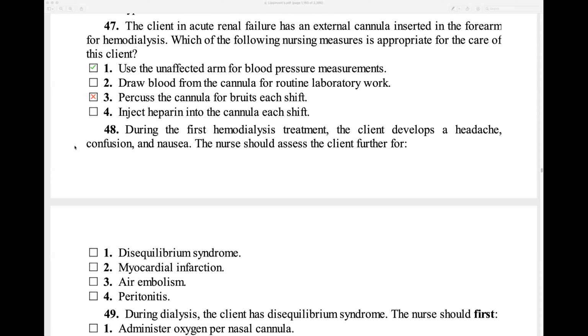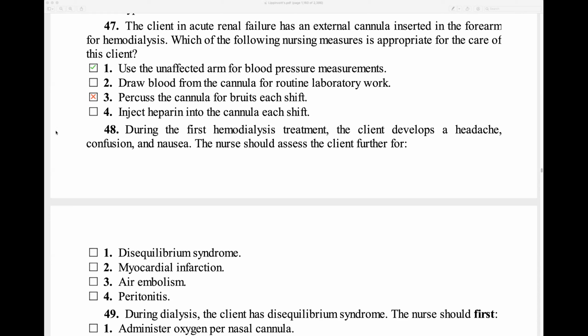They said percuss the bruit, and that's when you're going to remember ABPT. It's in alphabetical order: ABPT. You auscultate the bruit and you palpate the thrill. You don't percuss the bruit, you auscultate the bruit.